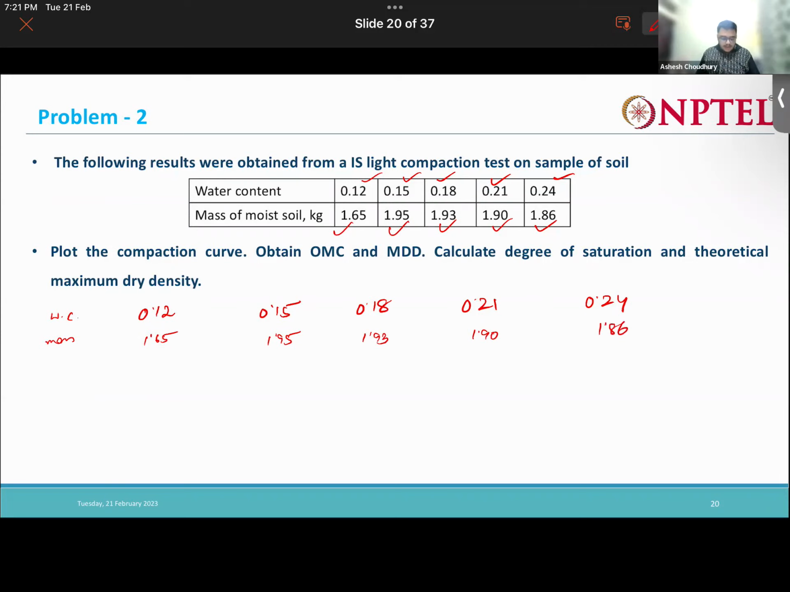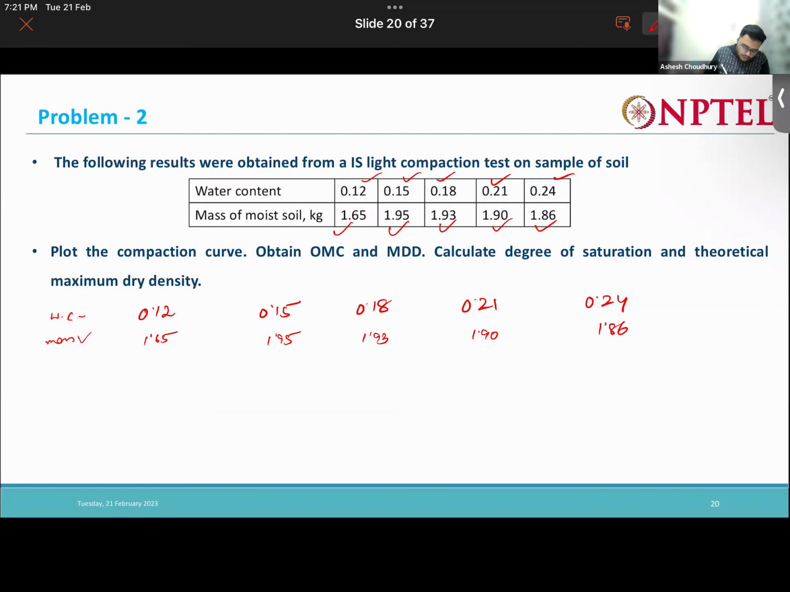Now, what are the two parameters that you need to plot the compaction curve? We need the dry density and the water content. We need these two parameters. So we have the water content, and we have the moist mass.